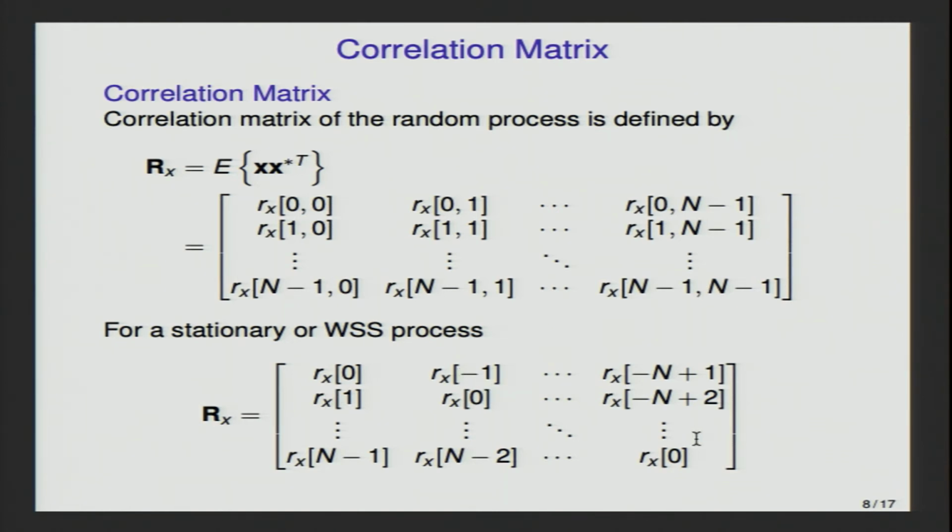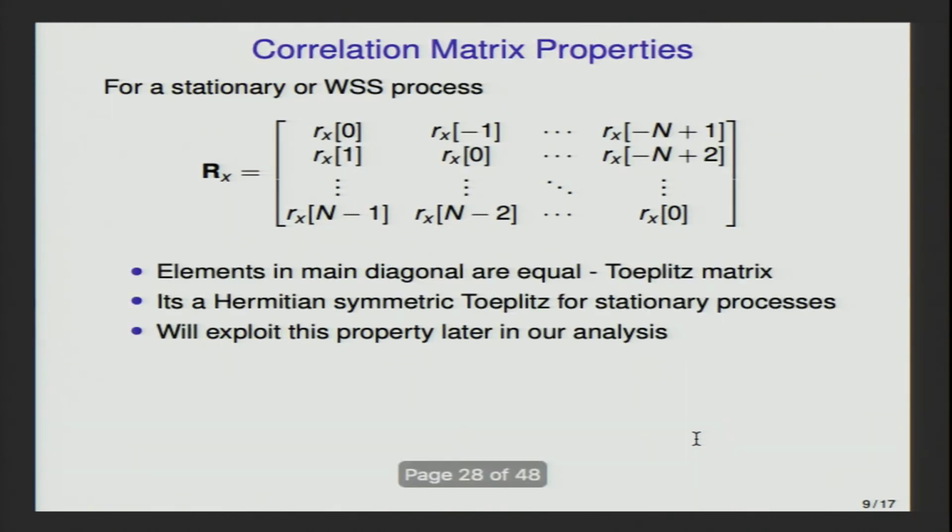So, this is a special property of the autocorrelation matrix, which, as mentioned here, is that its elements in the main diagonal are all equal. Actually, all diagonals are equal. This is referred to as a Toeplitz matrix. Not just Toeplitz, that is, not just that the diagonals are equal, but it is also Hermitian symmetric, that is, if we conjugate and transpose, this matrix remains the same. So, this matrix is a Hermitian symmetric and Toeplitz matrix.